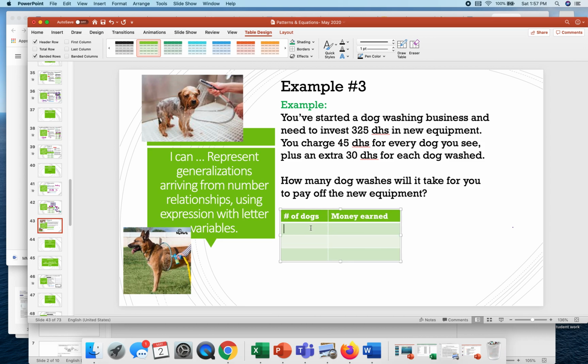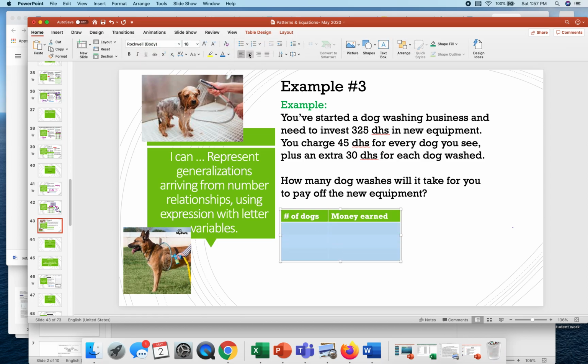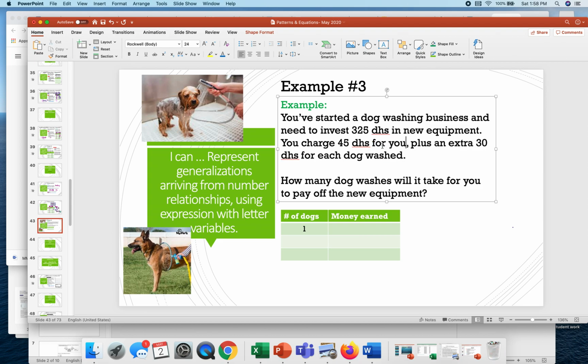Okay, I'm going to show one different thing with our chart today. I'm going to start with one dog. You charge 45 dirhams for your service, plus an extra 30 dirhams for every dog you see. So say for example you serve no dogs this day, you still are going to get 45 dirhams. That's what you're going to be paid by the company because you showed up for work that day.